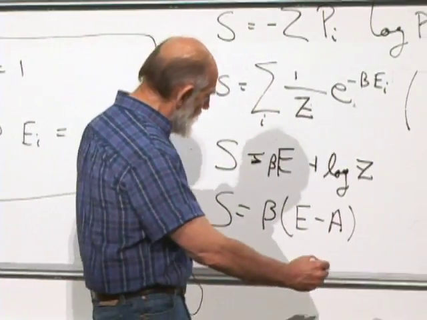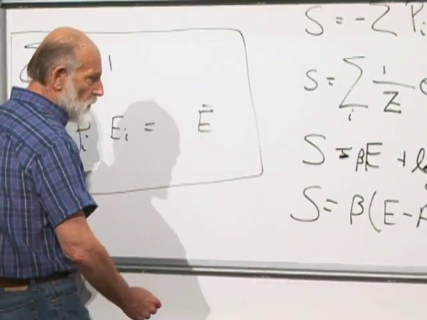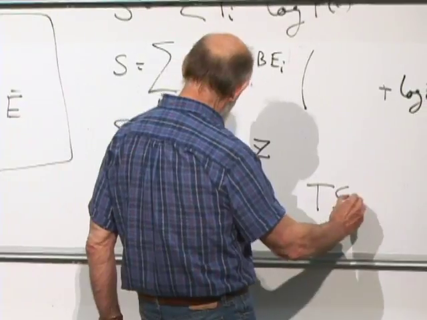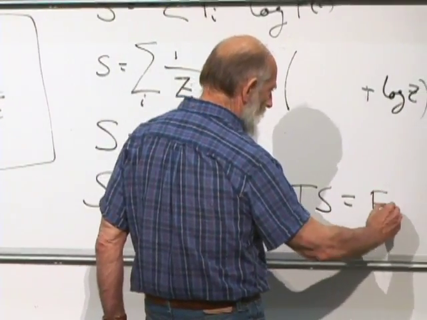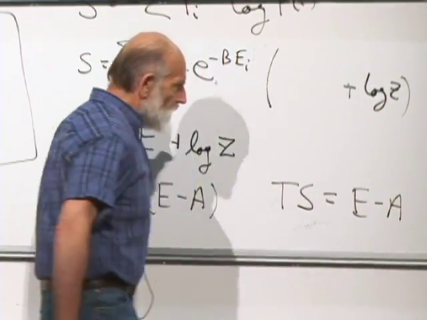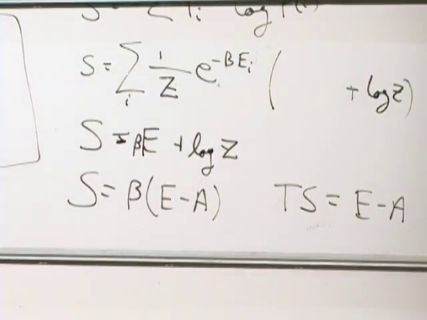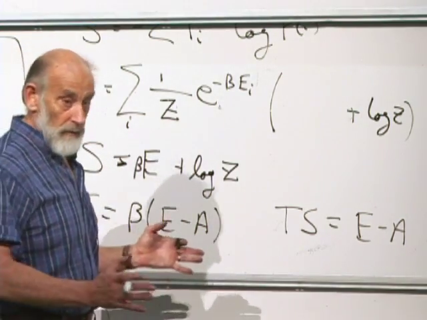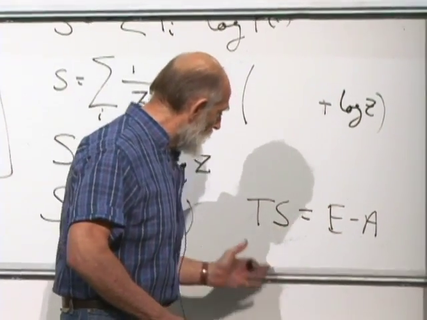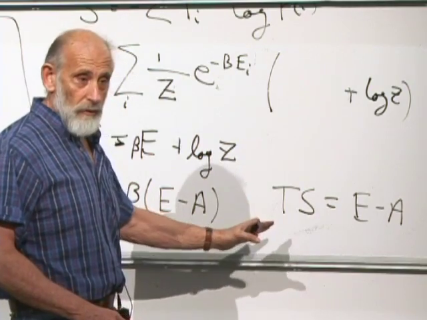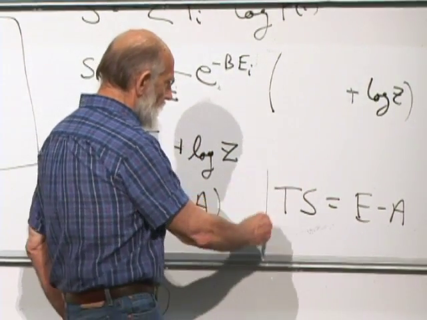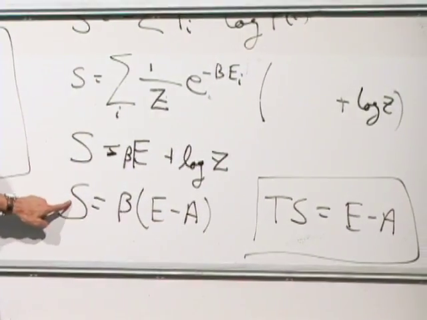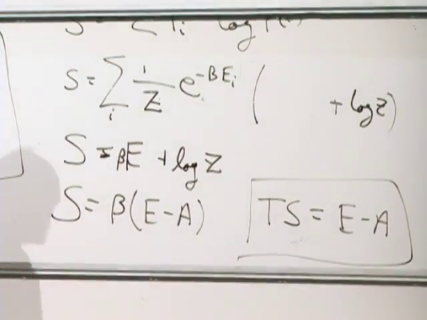Another way we can write it, by using that beta is 1 over temperature, is TS equal to E minus A. So whatever the Helmholtz free energy is, the difference between it and the average energy is just temperature times entropy. This allows us to express the entropy in terms of the partition function.